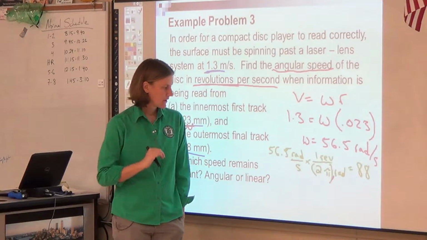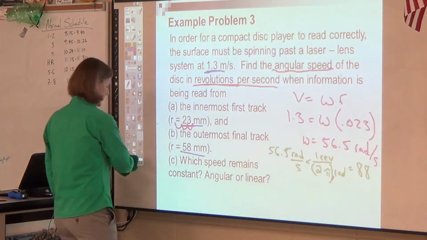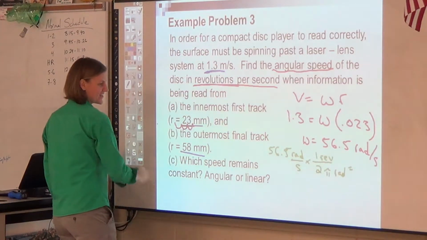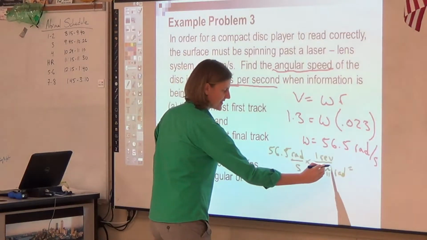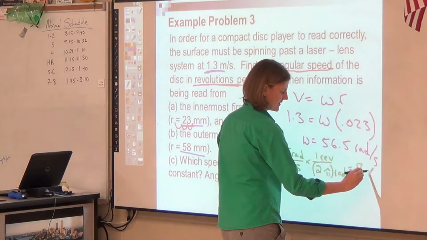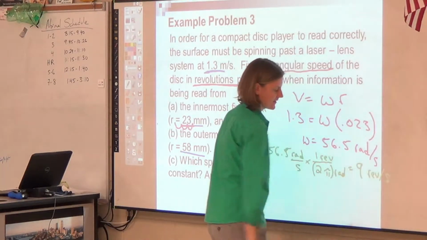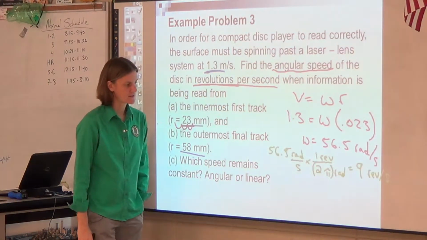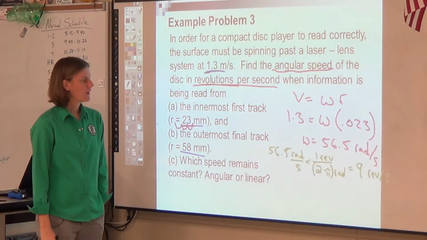And a common mistake: make sure when you are dividing by 2 pi, you put that in parentheses. I've had lots of students over the years accidentally divide by 2, but multiply by pi, when they thought they were dividing by pi as well. So it looks like we get about 9 revolutions per second for part A.